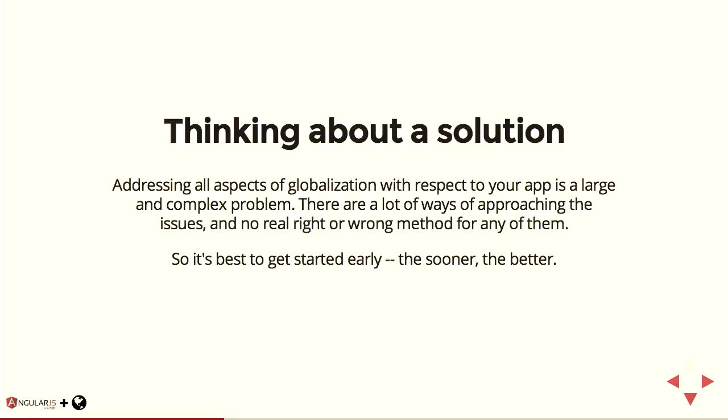So you want to start thinking about it as early as possible in your app, because there's a lot of stakeholders. It's not just developers. You'll be talking to PMs about this. You'll find yourself dealing with designers over certain aspects of it. And of course, translators need to be involved at some point or the other, right? So the sooner you start, the better, right?